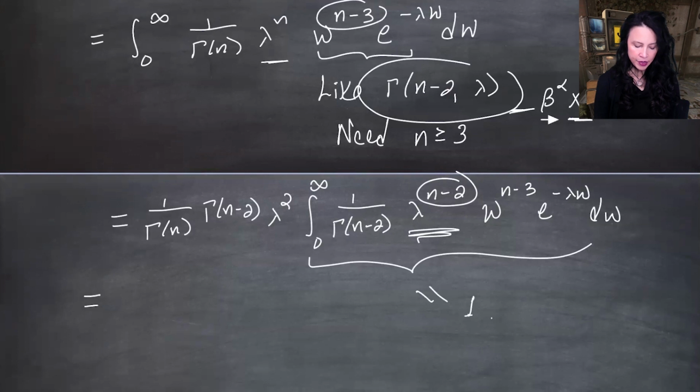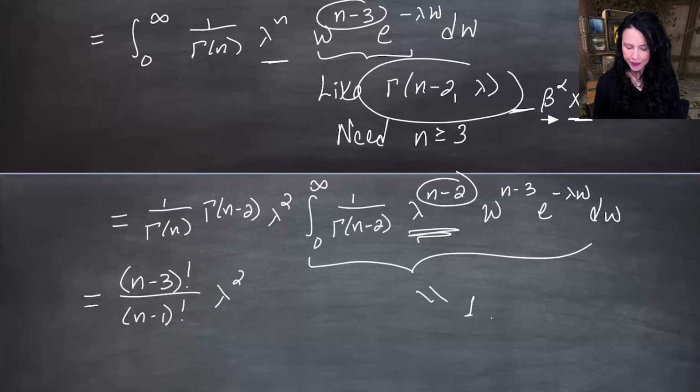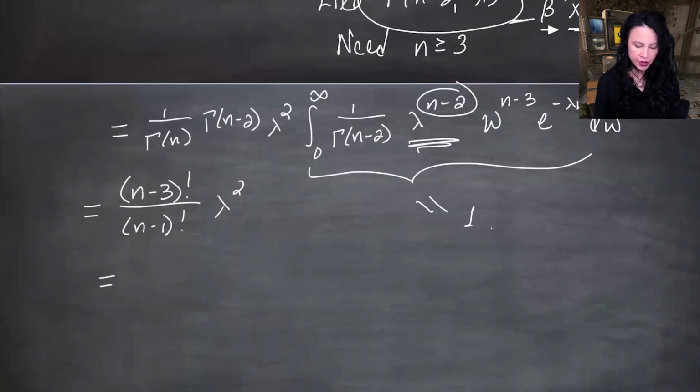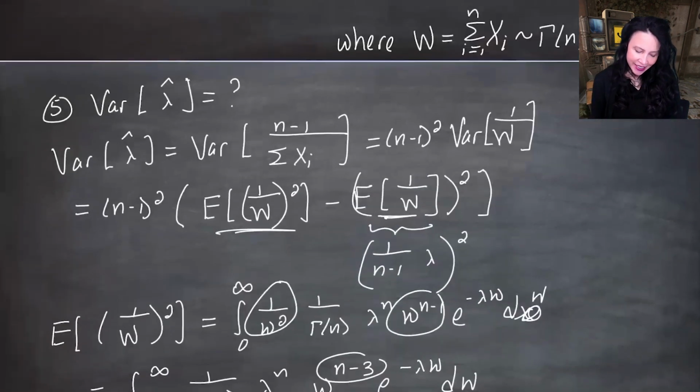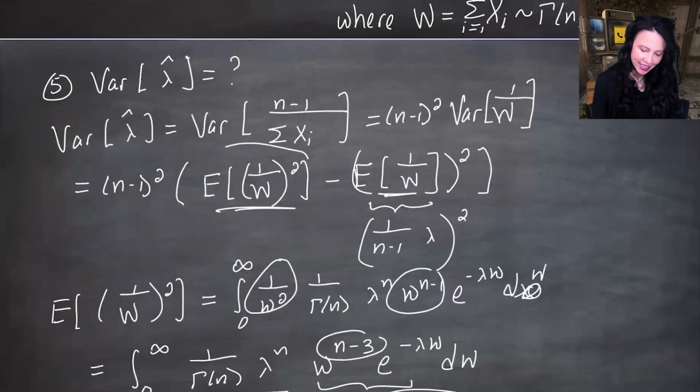And this is going to be n minus 3 factorial over n minus 1 factorial, lambda squared. And we'll get a bunch of cancellation there. This is 1 over n minus 1, n minus 2, lambda squared. So we're not done with the problem. That was just this expectation.